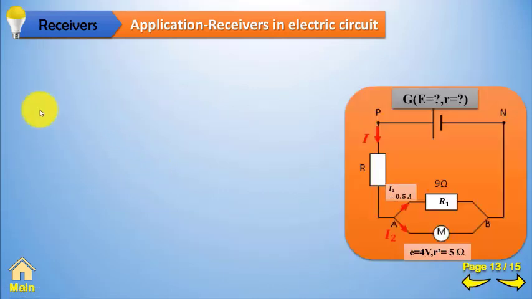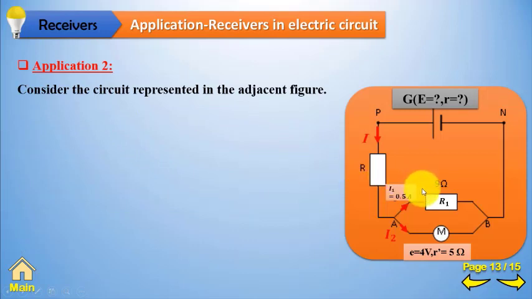In our second application, consider the adjacent circuit. The circuit contains a generator of unknown electromotive force and internal resistance. We have a resistor of unknown resistance R connected in series with the generator. We have a resistor R1 of resistance 9 ohms connected in parallel with a motor of back electromotive force 4 volts and internal resistance 5 ohms. The current traversing R1 is equal to 0.5 ampere as indicated in the figure.